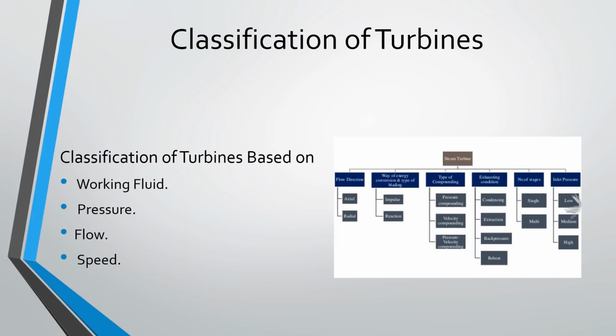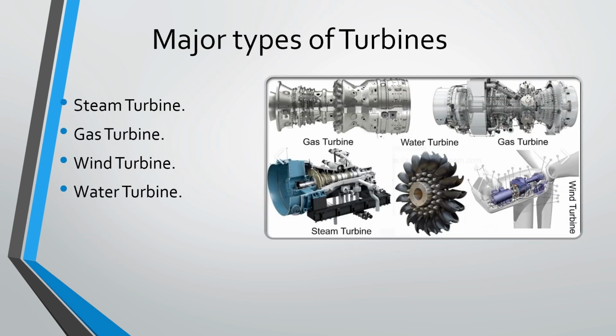Classification of turbines based on working fluid, pressure, flow, speed. Major types of turbines are steam turbine, gas turbine, wind turbine, water turbine.